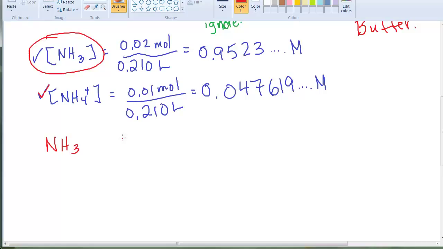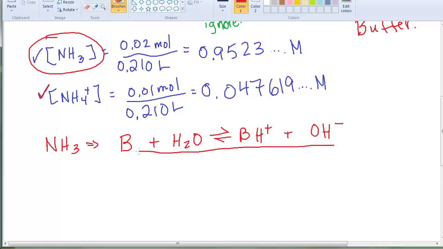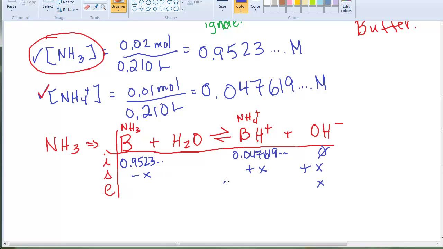Now I can write out ammonia, or I can write out the generic B for a base. So this is my equilibrium reaction. This is my ammonia, and this is my ammonium ion. These are my conjugate pair. And so in my ice table, my initial concentration of my base is 0.9523... Again, I've got those numbers in my calculator. The initial concentration of my BH plus is 0.047619... This is 0, and I've got some X's.